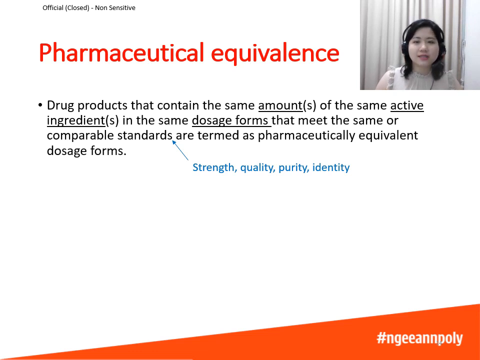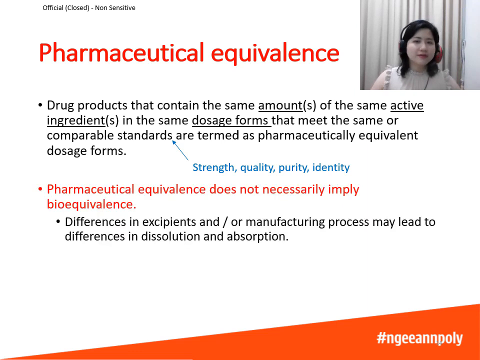Let's look at some terms that are used for similar drug products. Drug products that contain the same amounts of the same active ingredients in the same dosage forms that meet the same or comparable standards of strength, quality, purity, and identity are termed as pharmaceutically equivalent dosage forms. However, pharmaceutical equivalence does not necessarily imply bioequivalence. Differences in excipients and manufacturing process may lead to differences in dissolution and absorption between the products.